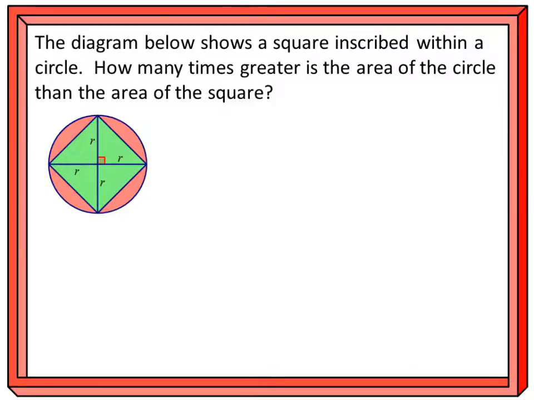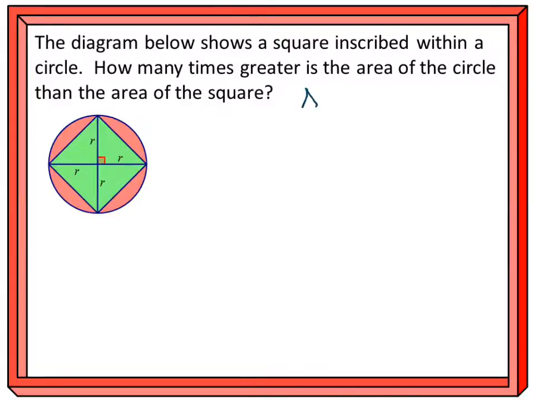So the diagram here shows that we have ourselves a square. It's inscribed within a circle. Inscribed means that it's completely contained within the circle. Or another way to say it is that the circle circumscribes the square. And the question is, how many times greater is the area of the circle compared to the area of the square? So obviously we need to be able to find the area of both of these.